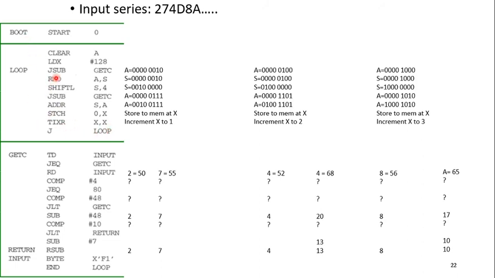Then again you go back to the loop. Let me take one more trace. When you call the get C again, the next character is 4. You read that 4. What is the decimal equivalent of 4? It is 52. Again compare with the 4. Is it equal to 4? No. Is it less than 48? No. So subtract 48: 52 minus 48 gives 4.